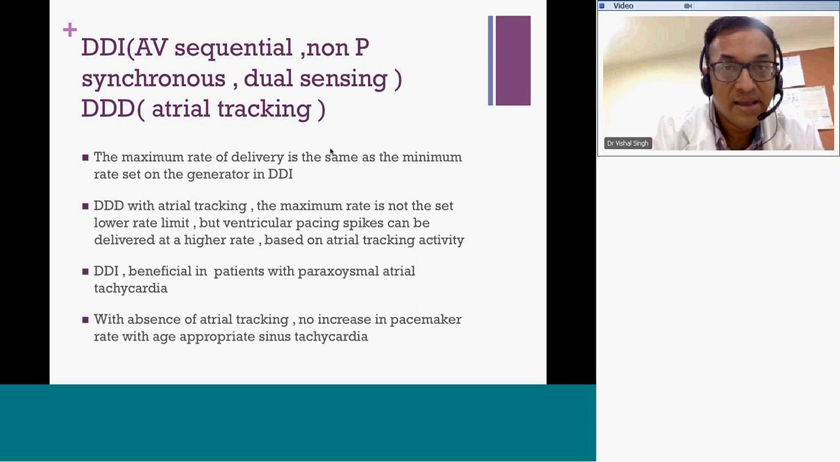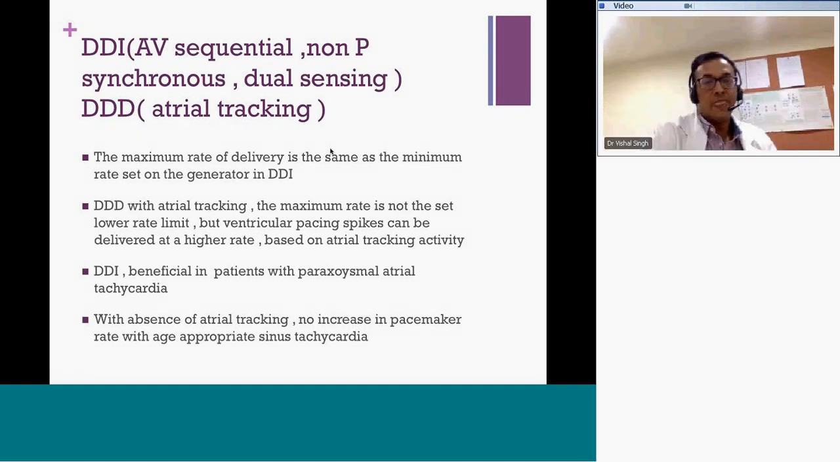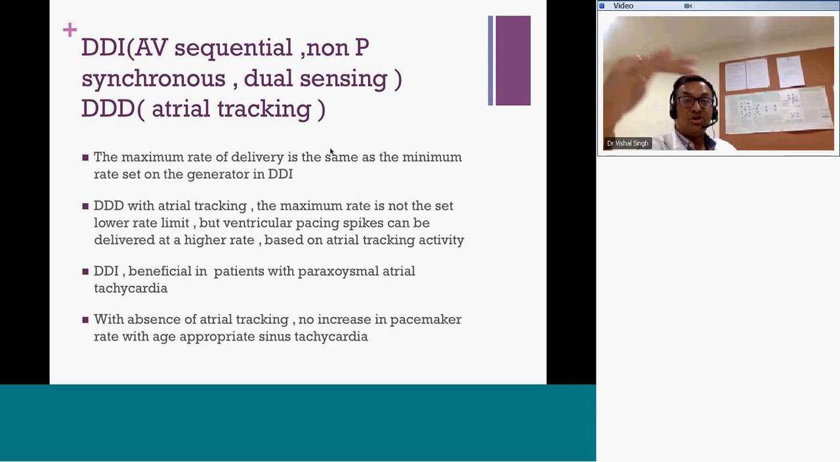There will be a pacemaker rate based on the age-appropriate endogenous rhythm. Okay. So DDI is non-synchronous dual sensing, DDD is atrial tracking, it is P-synchronous. So if the patient's heart rate goes faster, it will be reflected in DDD. If the patient's heart rate goes slower, in DDI the rate won't be reflected there. That's important because it's not synchronized with the P wave of the patient. So it's very important. I'll just repeat that. In DDD with atrial tracking, the maximum rate is not the set lower limit, but ventricular pacing spikes can be at a higher rate based on atrial tracking. So if the patient rate is faster, there will be more ventricular pacing spikes. Okay. So for atrial tracking, there is no increase in pacemaker rate with age-appropriate sinus tachycardia.